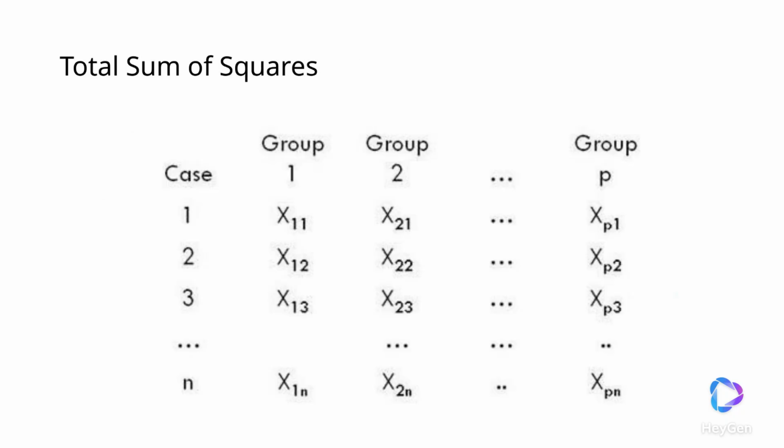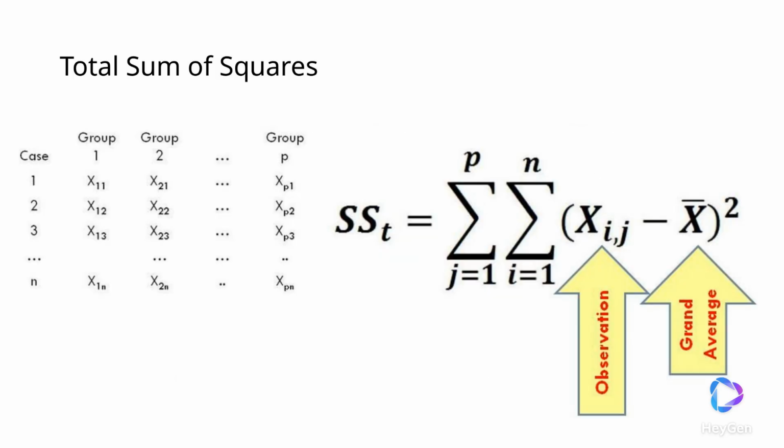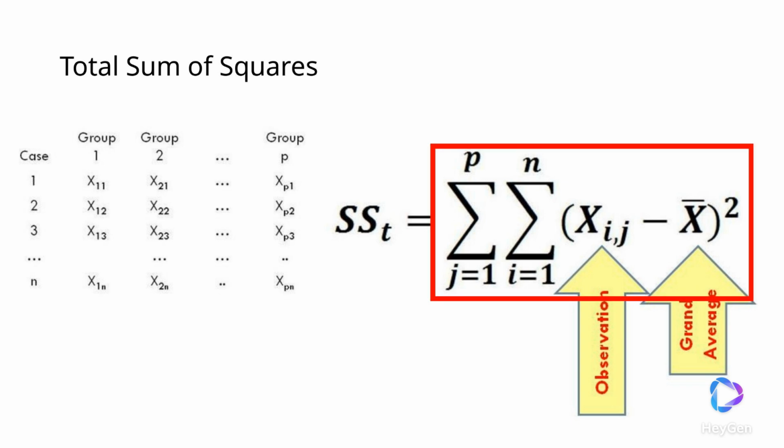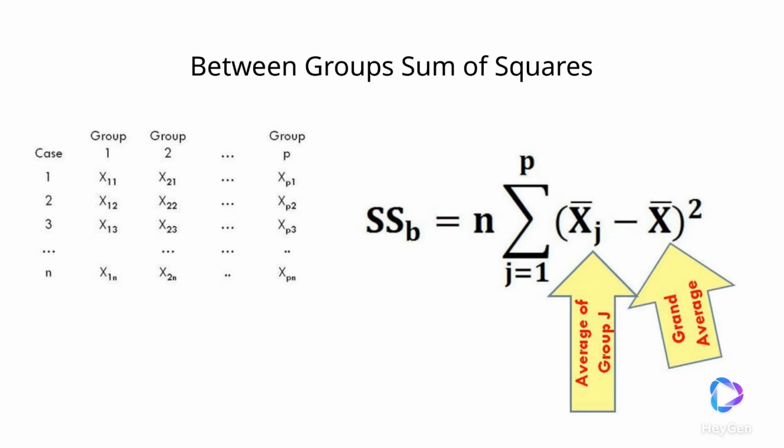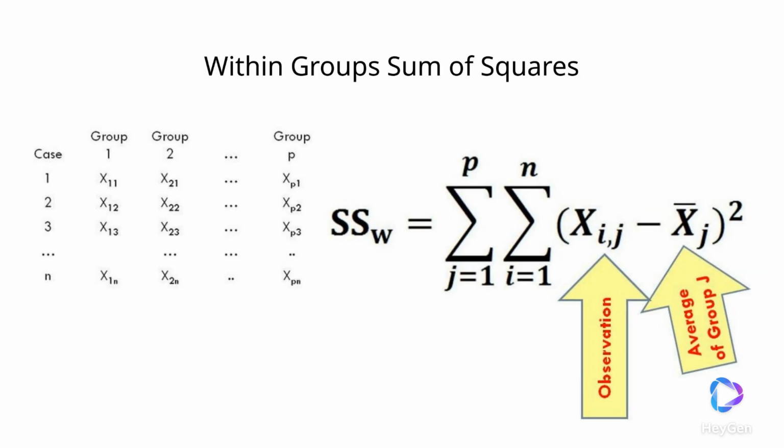Assume we have observations for each case, or each row in the table. The difference of observation and grand average is called residual. The squared residual is summed to get total sum of squares. For between sum of square, we examine the variability for the average of samples and the grand average. Within group sum of squares is calculated as the sum of the observations for each case and the average within the group that the case belongs.